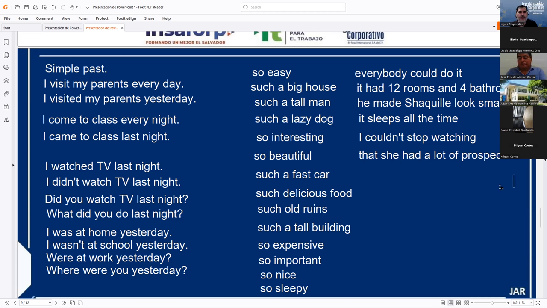She was so beautiful, right? She had a lot of prospects. Teacher, what's a prospect? Prospects, pretendientes, right? Prospects. Fast car.